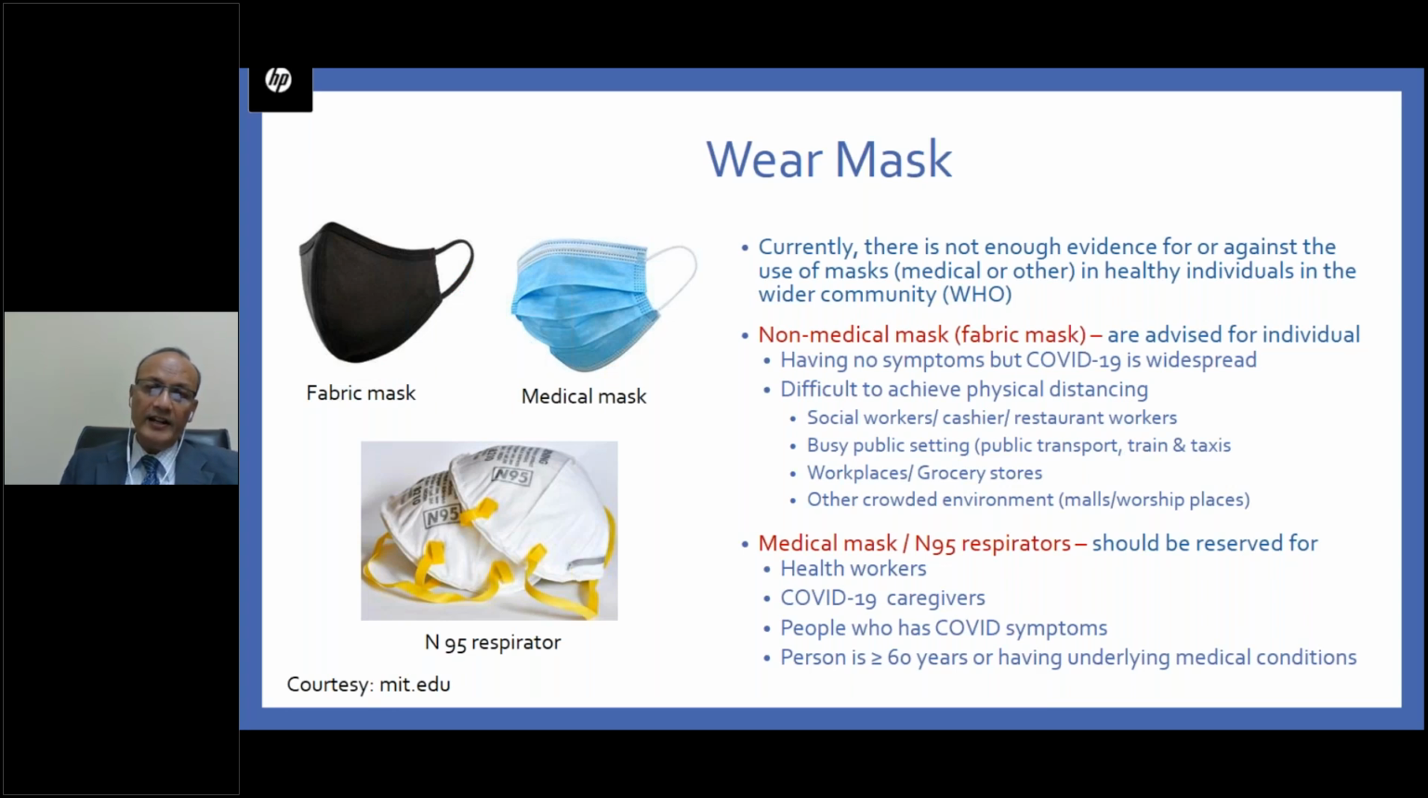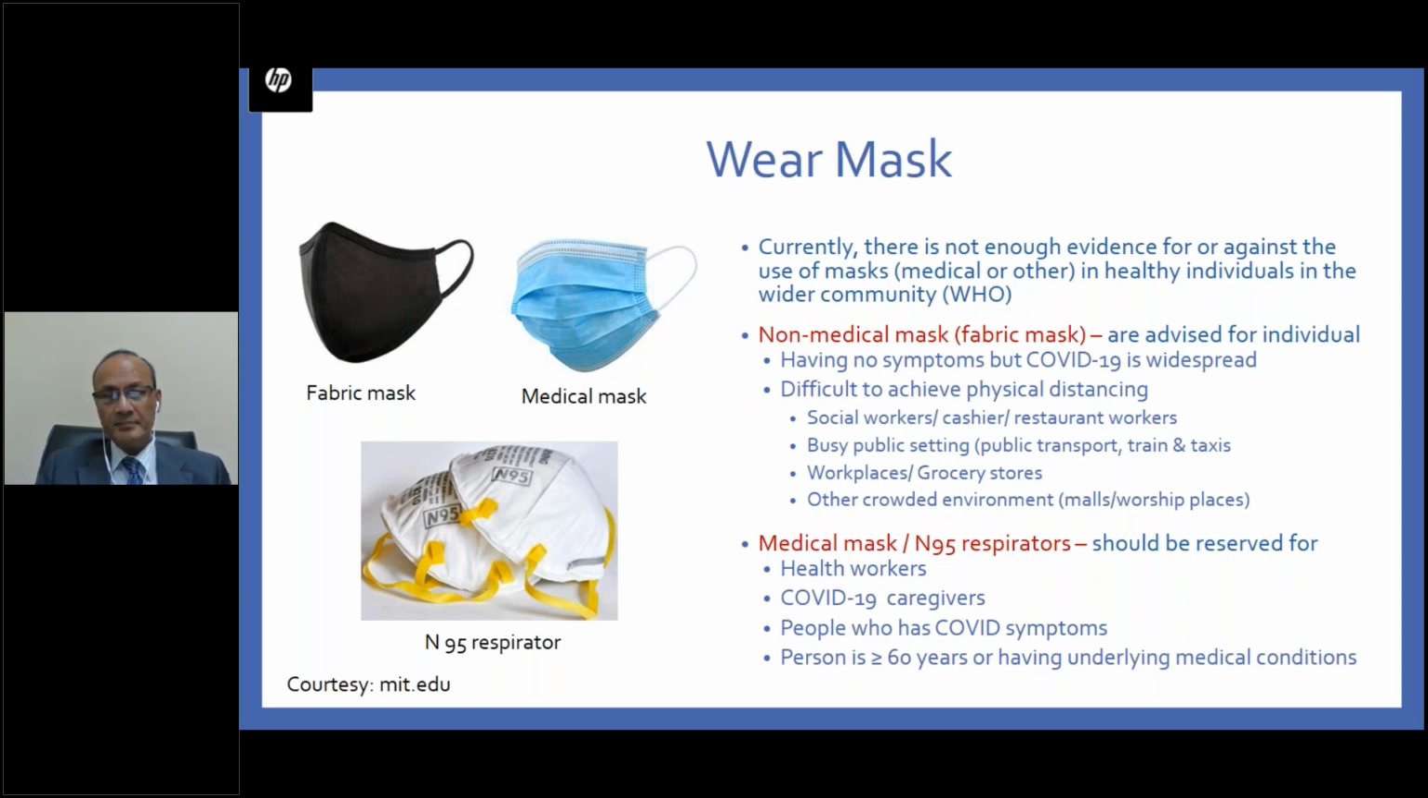Wearing a mask. Now, currently, there is not enough evidence for or against the use of masks in healthy individuals in the wider community. This is as per the WHO statement. However, fabric masks, or what are called non-medical masks, are advised for individuals who have no symptoms, but where COVID-19 is very widespread. It is also recommended to wear when physical distancing is difficult to achieve.